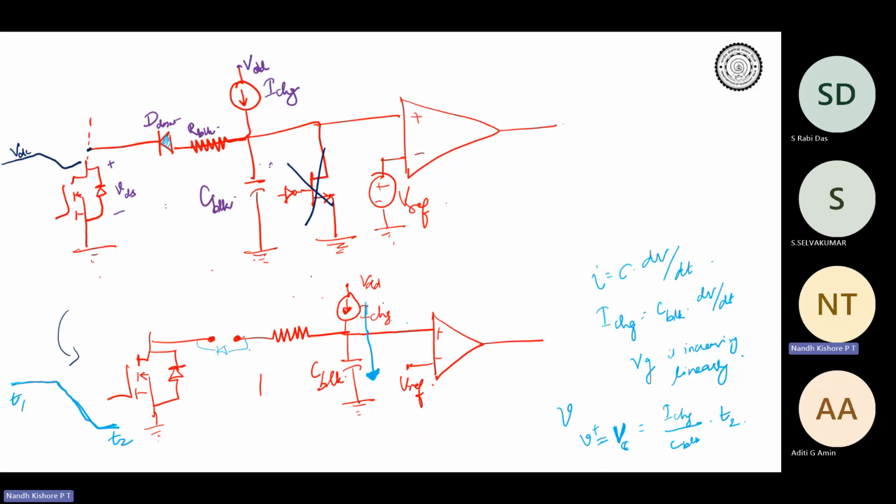Now you tell me, during this period, do you want the op amp to get triggered, or do you want the op amp to be turned off, or the comparator to operate or not?